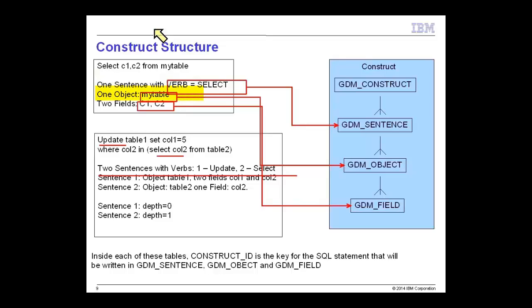And the object, by the way, can be a table, can be a view, can be a procedure, can be a lot of things. It mostly depends on the verb. And it has two fields, C1 and C2, that in this case we know belong to my table. So we build a construct on a hierarchy of these elements. If you look at the right, we have a construct that may have a number of sentences.